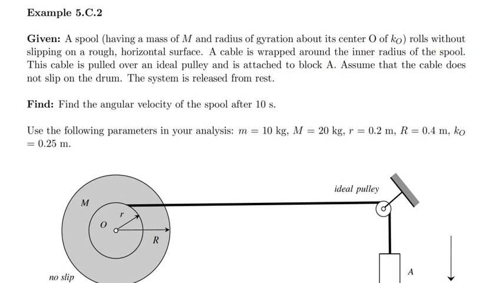Okay, so in this problem we have a spool of mass capital M, which has a radius of gyration about its center of k0, and we're told that this spool rolls without slipping on a rough horizontal surface. We're furthermore told that a cable is wrapped around the inner radius of the spool, and that this cable is pulled over an ideal pulley and attached to block A. We're asked to assume that the cable does not slip on the drum, and that the system is released from rest in the configuration shown. Given this information, we're asked to determine the angular velocity of the spool after 10 seconds.